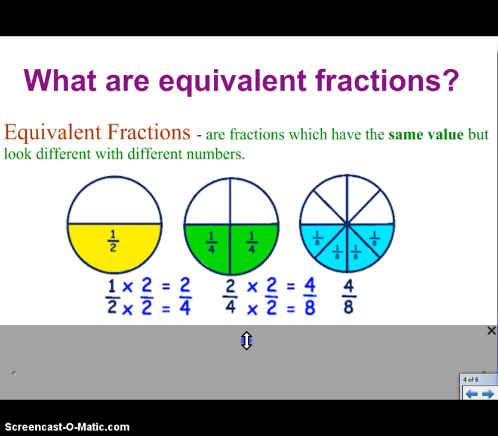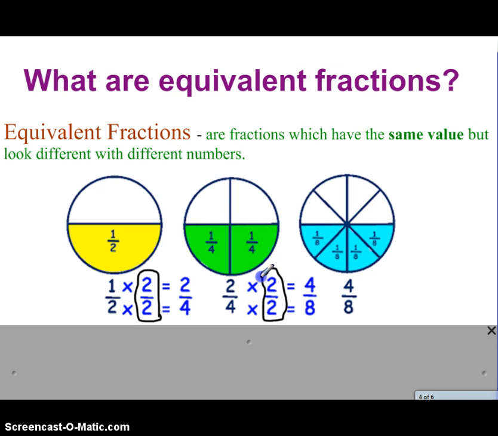Looking at it numerically, we can discover something else. 1/2 times 2/2 is equal to 2/4, and 2/4 times 2/2 is equal to 4/8. So we have multiplied the numerator and the denominator by the same digit. This special fraction of having the same numerator and denominator is extremely special. In fact, it has a special name. This fraction is called a unity fraction.